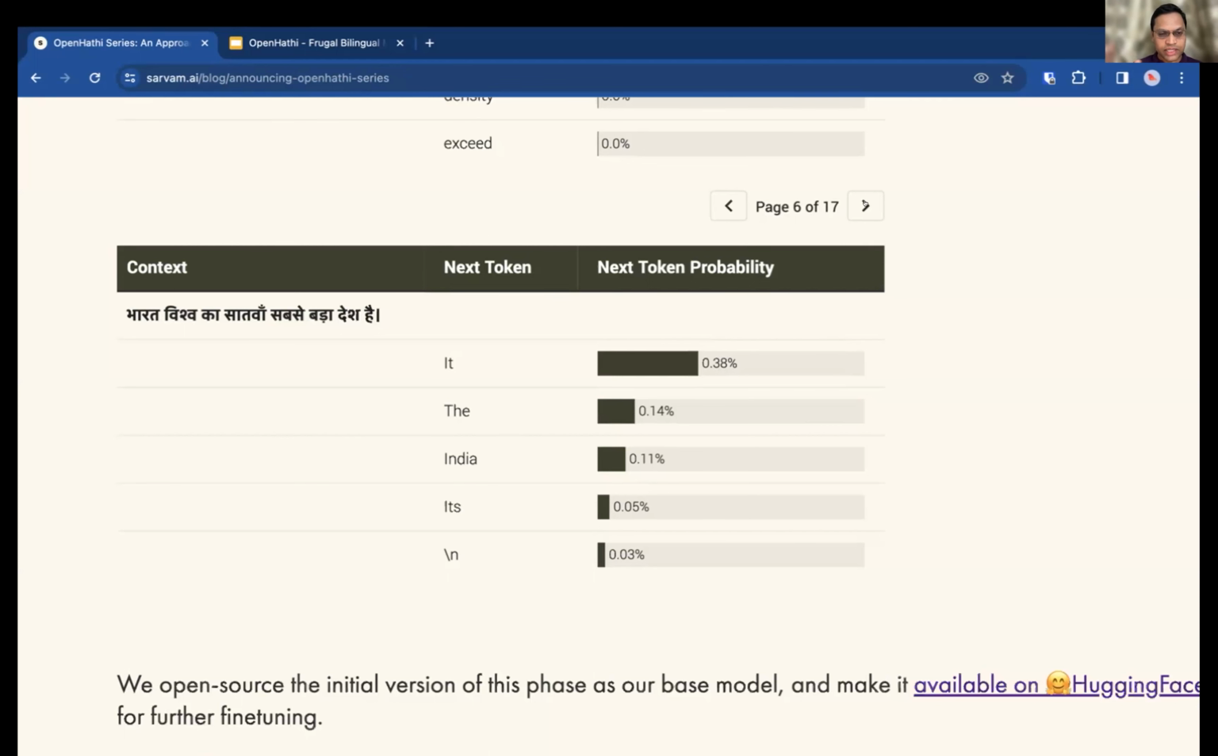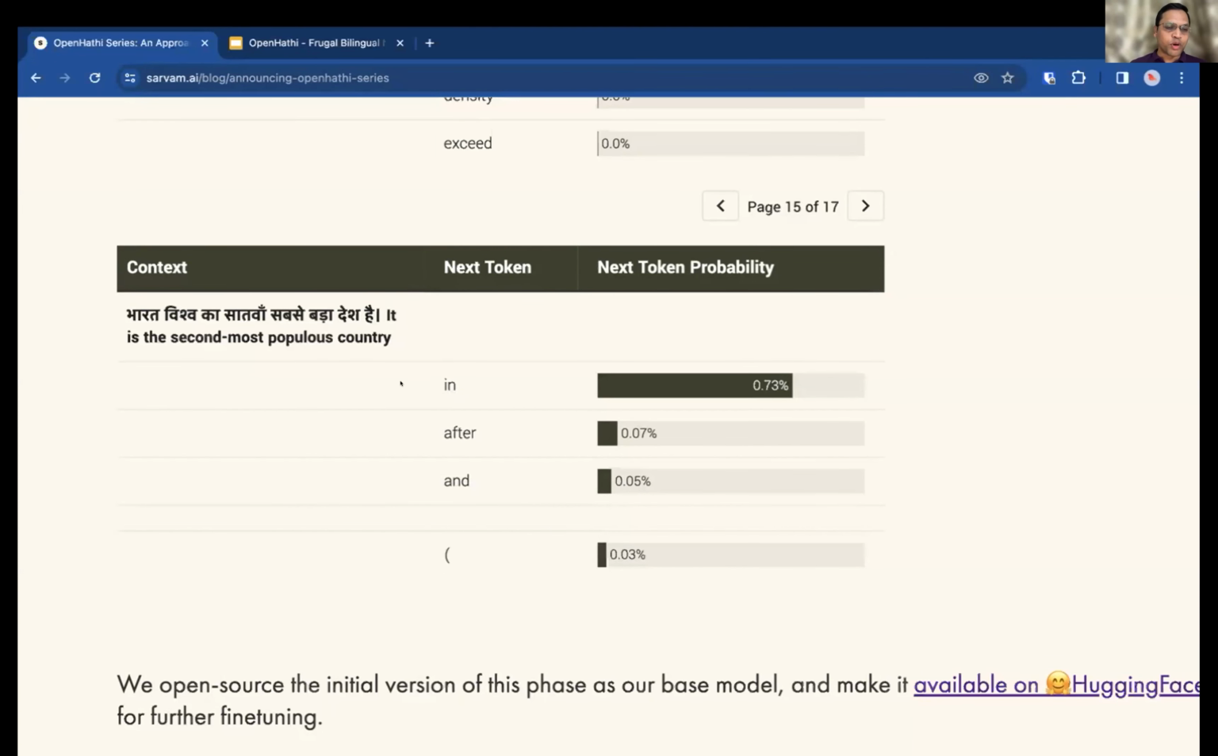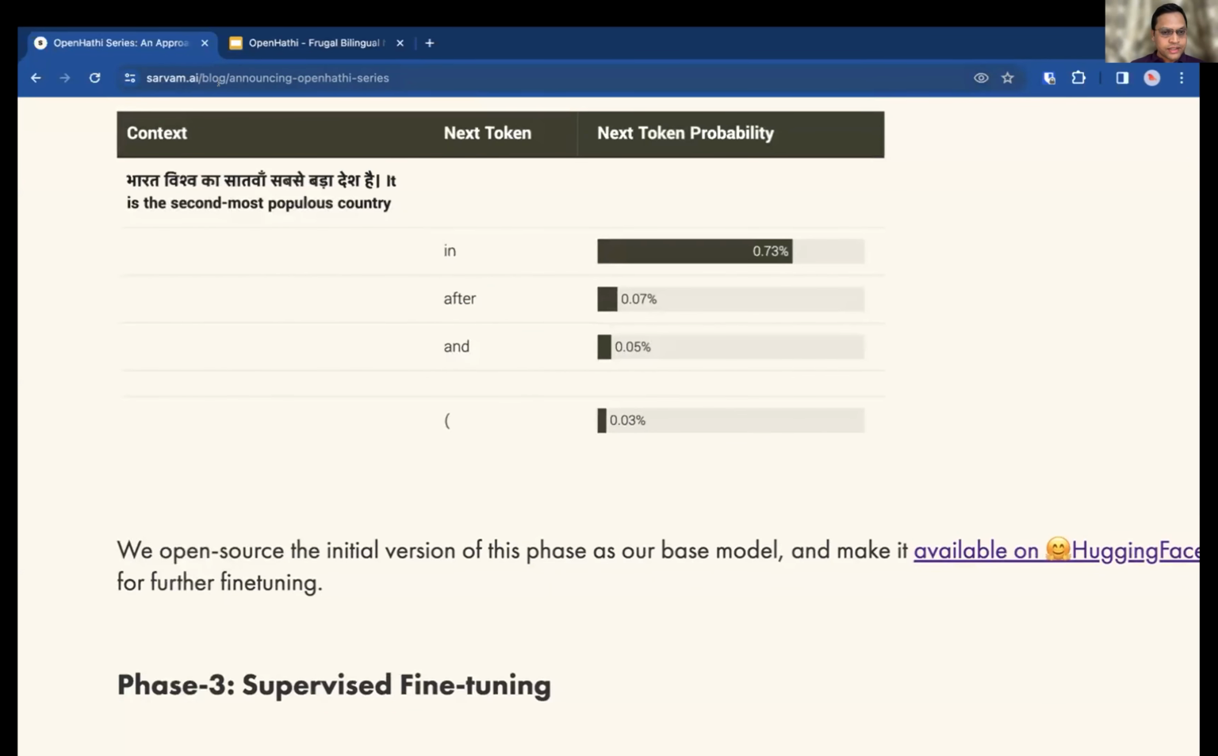Now by the land mass, and now it is able to continue in English and talk something about it is the second most populous country, right? So we have found in various places that it was able to cross-lingually attend to tokens and do a next token prediction, which is deriving both from English and Hindi past sentences.